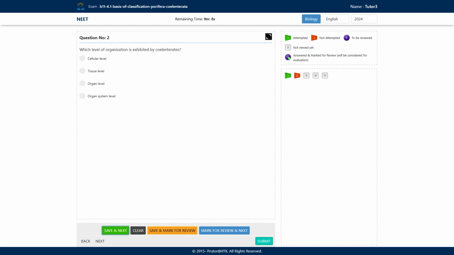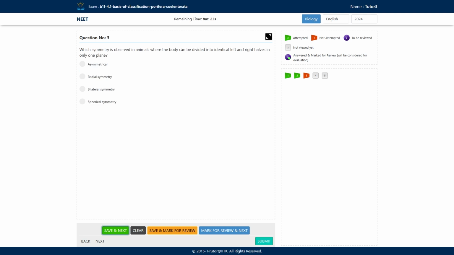So the next question is here. Which level of organization is exhibited by the coelenterates? Cellular level, tissue level, organ level, and organ system level. In Porifera, we have studied that they do not have any tissue level or organ level of organization, so they have the cellular level. But the very next phylum, coelenterates, exhibit the tissue level of organization. So we will opt for option B, save it, and move to the next question.